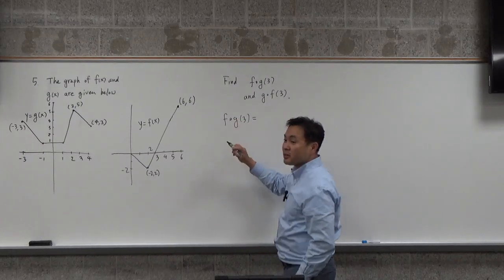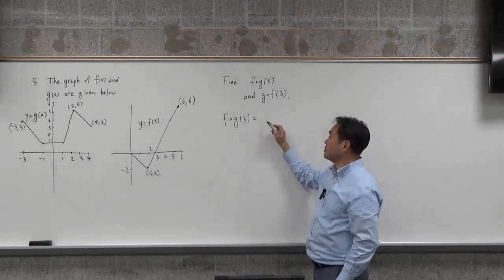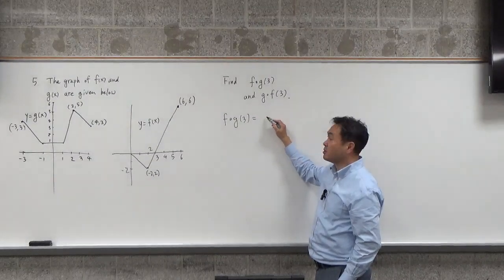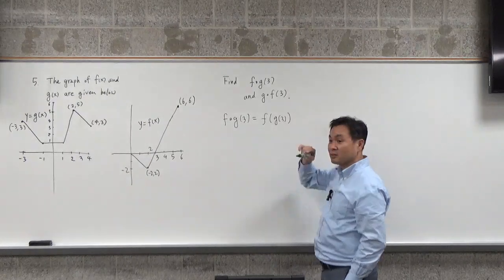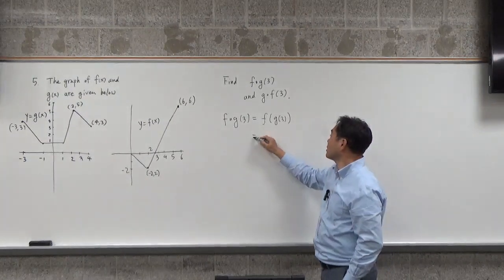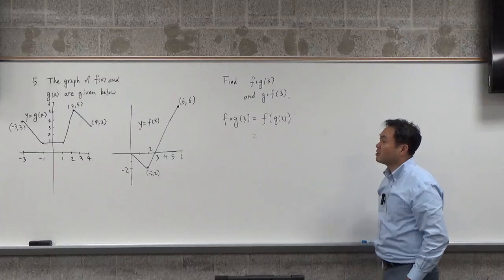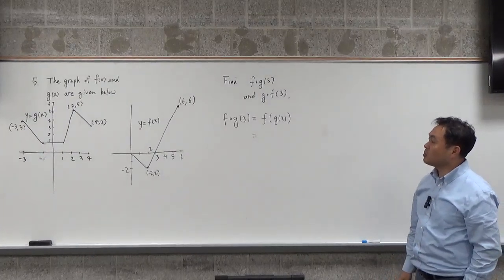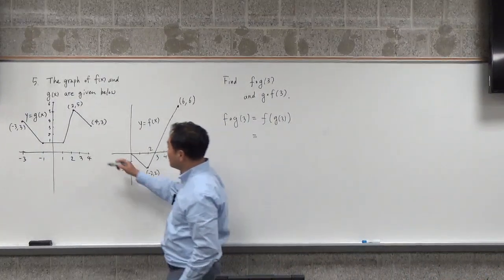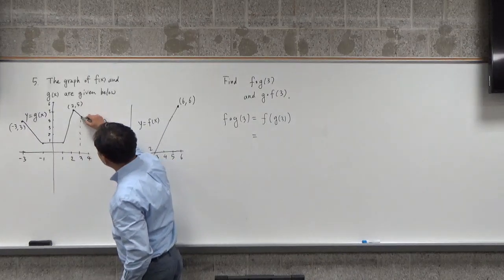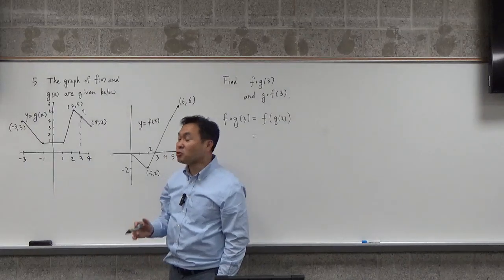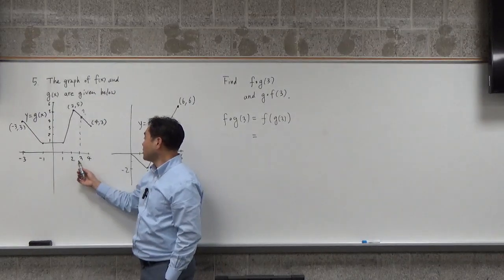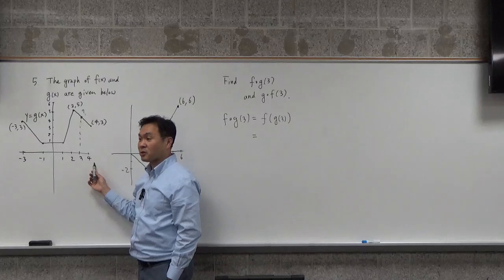What does this circle mean again? What does the circle mean? Parenthesis g of 3, right? Just like that. Okay, what is g of 3? Well, we don't know because it's this value, 3 comma something. But what I do know is that 3 is the midpoint of 2 and 4.